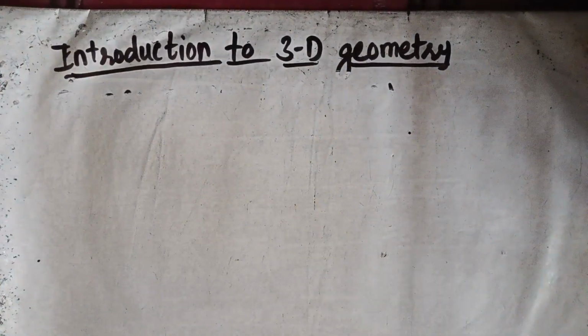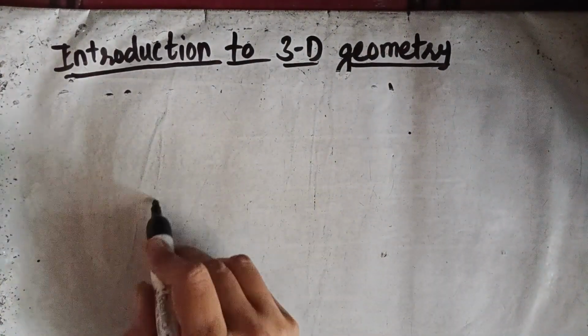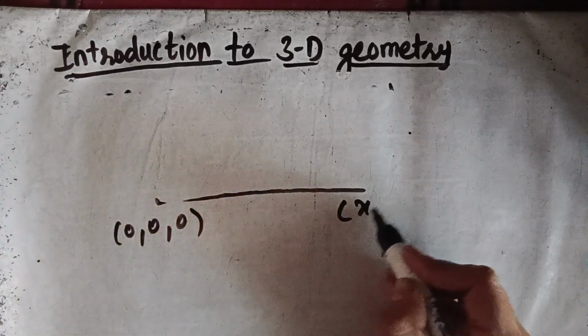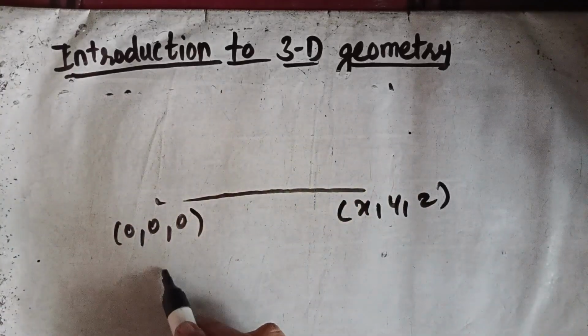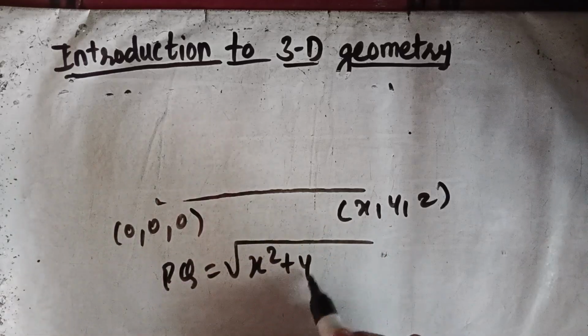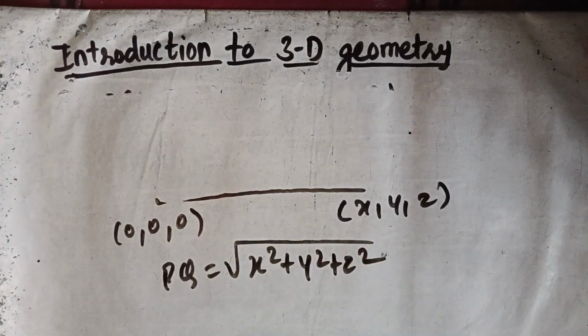One more thing here is if the distance is from the origin, that is 0, 0, 0, to some point, then the distance becomes the square root of x square plus y square plus z square.